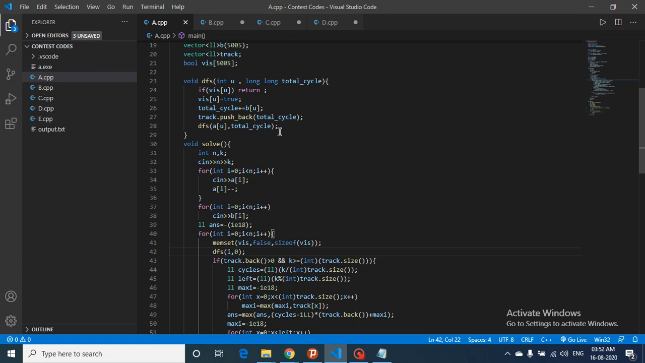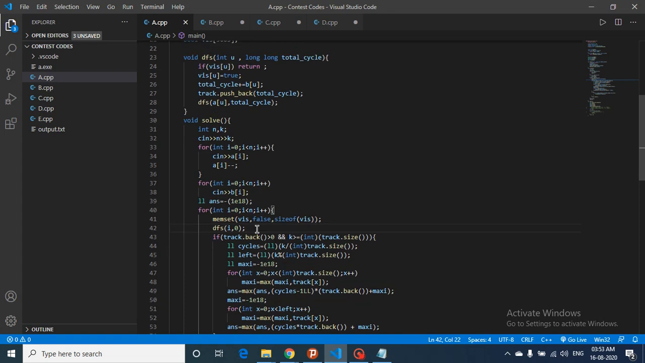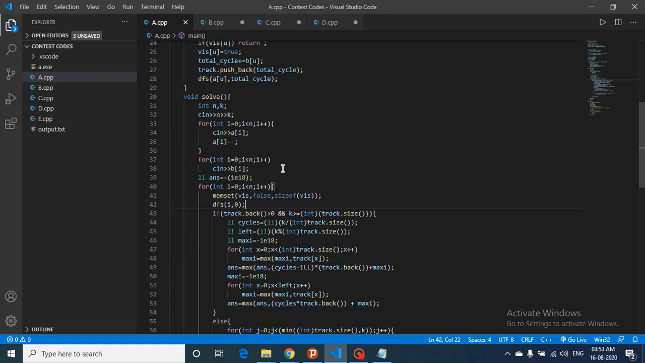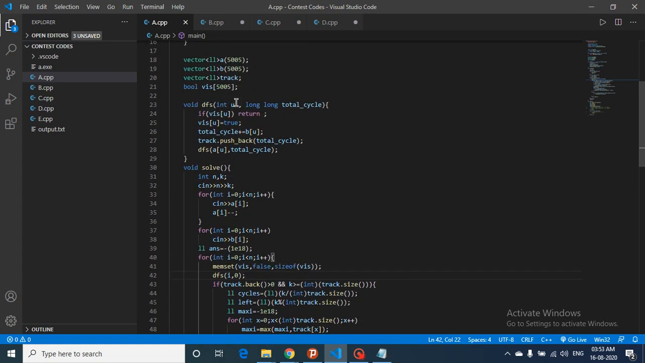And at every position, this total cycle will store the total cycle sum, the prefix sum. Okay, so it is initialized with 0, and then we will add b[u], because we are at the u-th position. We will go from u till v.